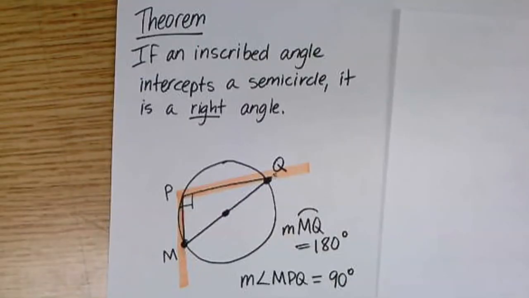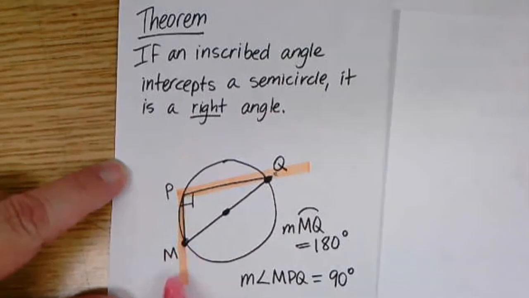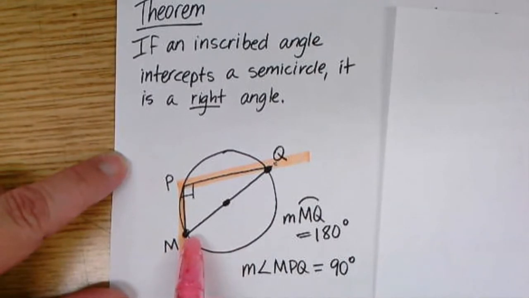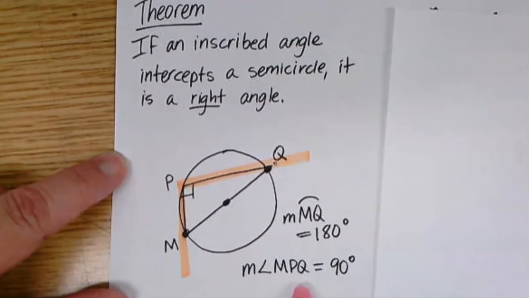Our third theorem says if an inscribed angle intercepts a semicircle, it's a right angle. So here we have this angle QPM or MPQ. Between the two sides is a whole half of the circle, or an entire half of the circle. So that's 180 degrees, and therefore that makes our inscribed angle 90 degrees.